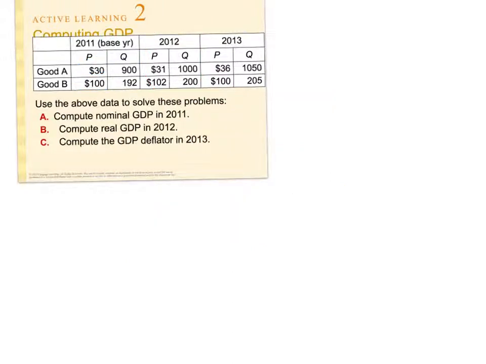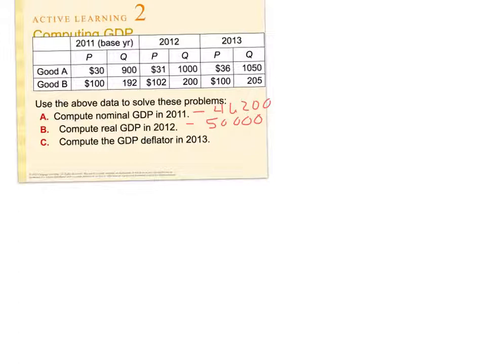And so I'm just going to rewrite what we had. We had 46,200 and we had 50,000 there. Okay, compute the GDP deflator in 2013. So now what we have to do is compute nominal GDP in 2013, real GDP in 2013, and then use the GDP deflator, which is nominal GDP divided by real GDP times 100. Okay, so let's go ahead and do that.